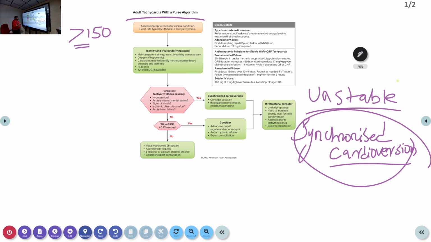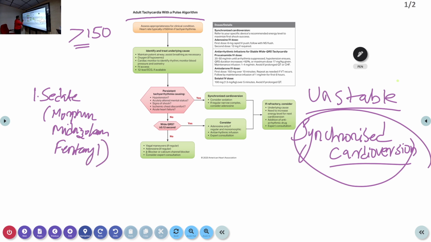So what is the synchronized cardioversion? Once you have decided on synchronized cardioversion, what is the first thing? You have to sedate the patient. That is the first step. The drugs can be morphine, midazolam, or fentanyl. These are all agents that can be used for sedation. You have to sedate the patient.